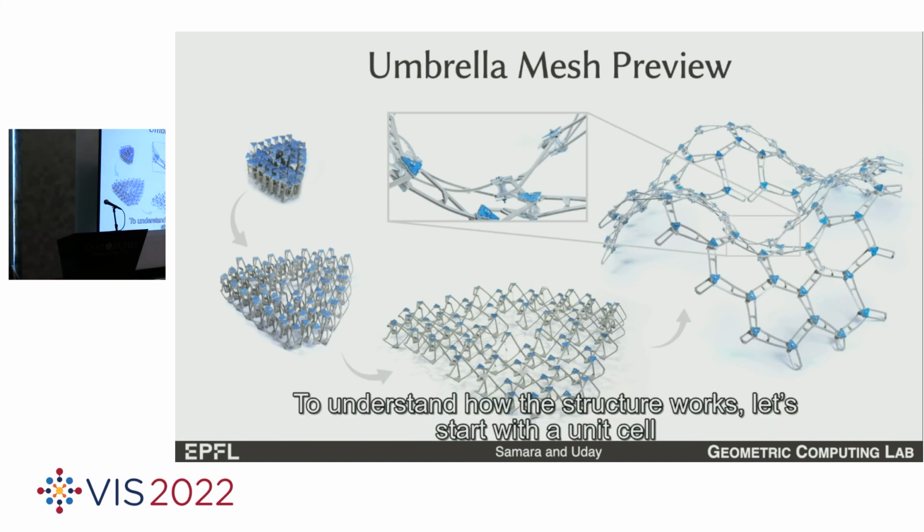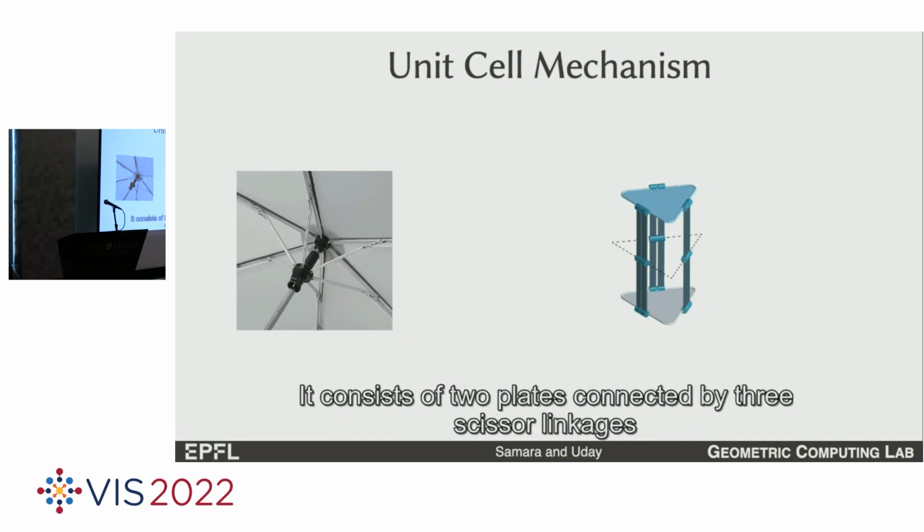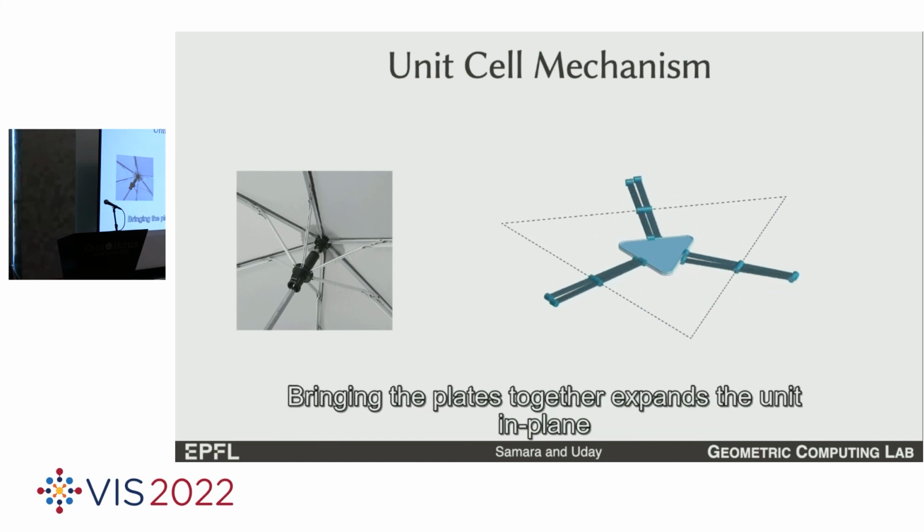To understand how the structure works, let's start with the unit cell. Our unit cell is inspired by the mechanism that deploys an umbrella. It consists of two plates connected by three scissor linkages. Bringing the plates together expands the unit in plane.